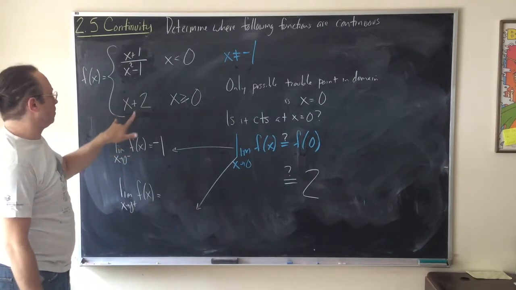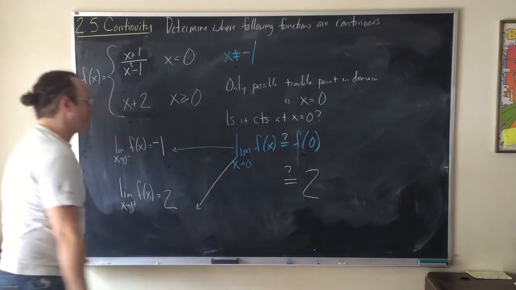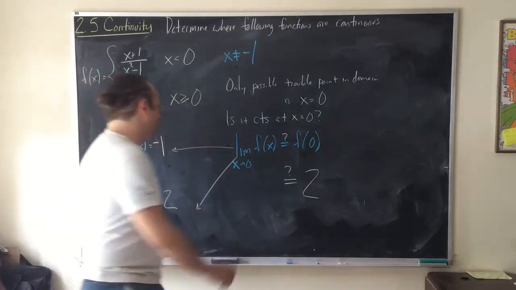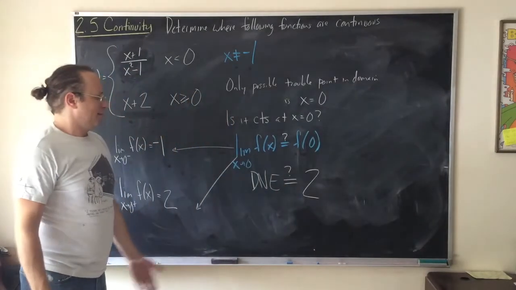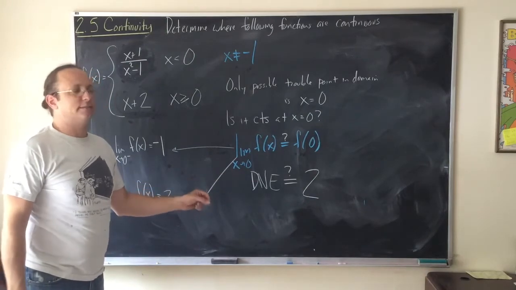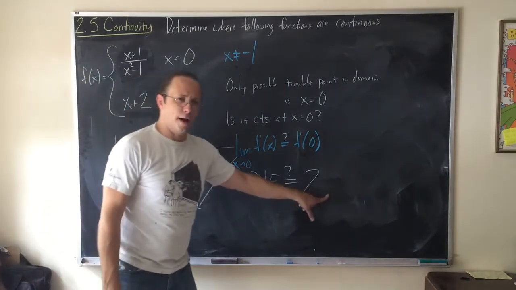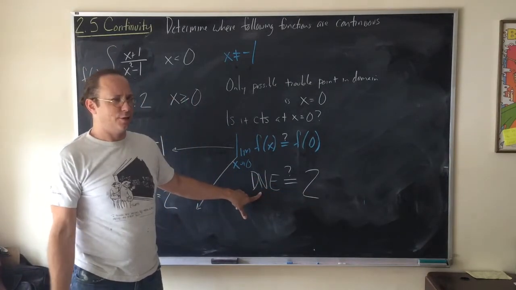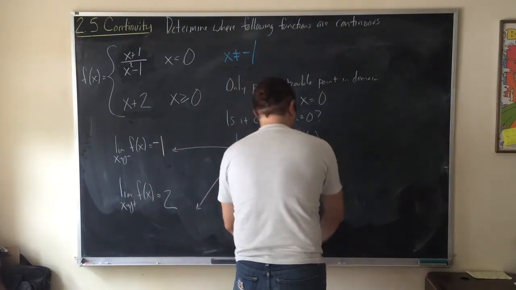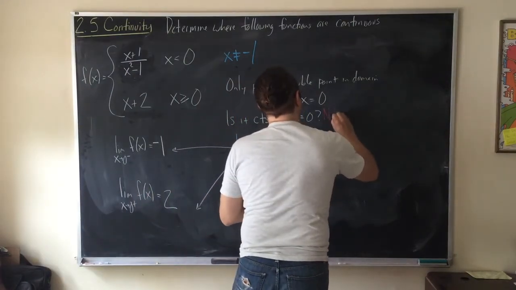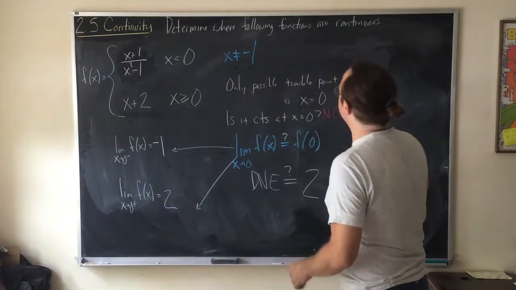On the other hand, when we plug it into the other rule, the limit when we deal with this part is 2. Therefore, the limit of this function at 0 does not exist. Does not exist equal the number 2? No, because 2 is a number, and does not exist means that there is no number. So therefore, this function is not continuous at 0.